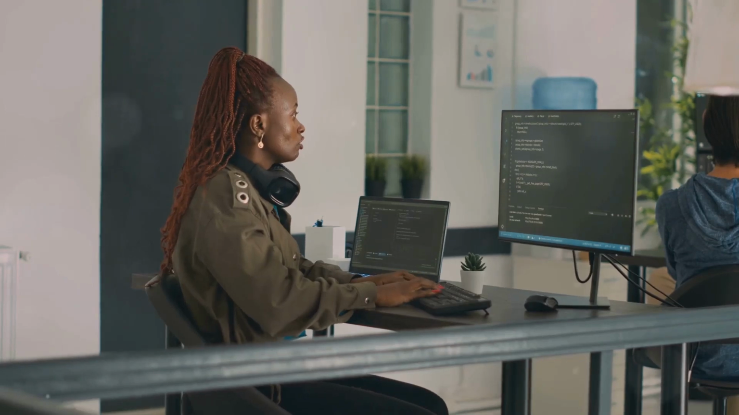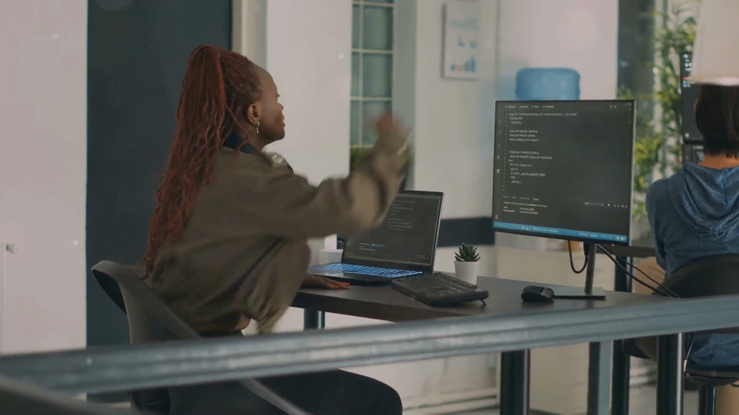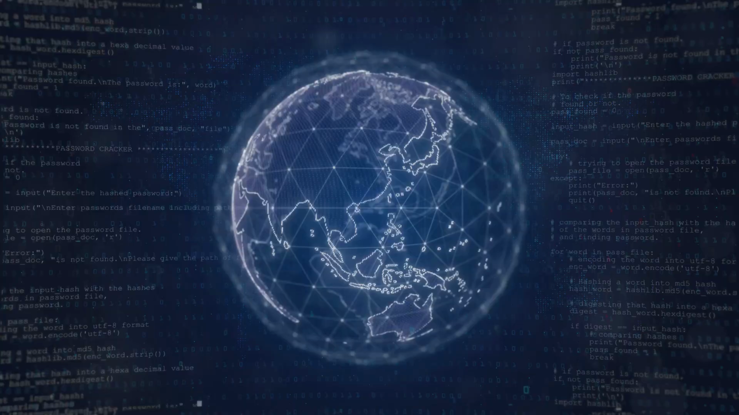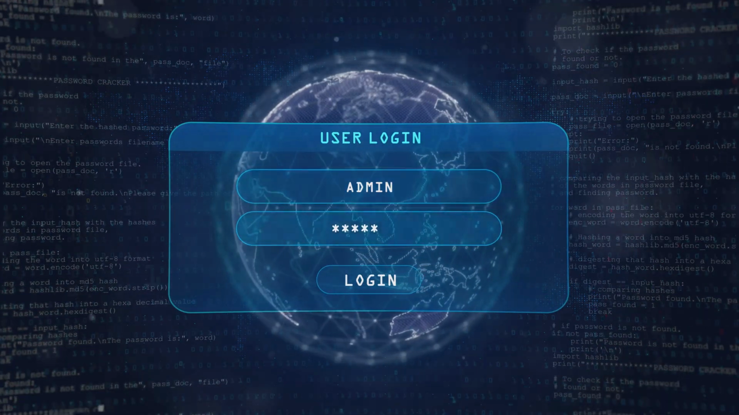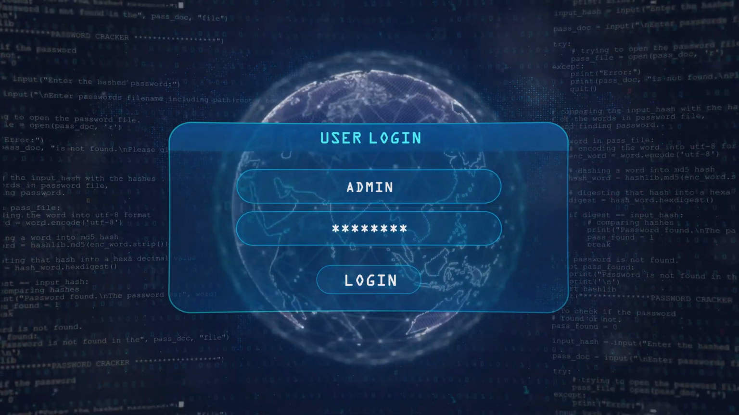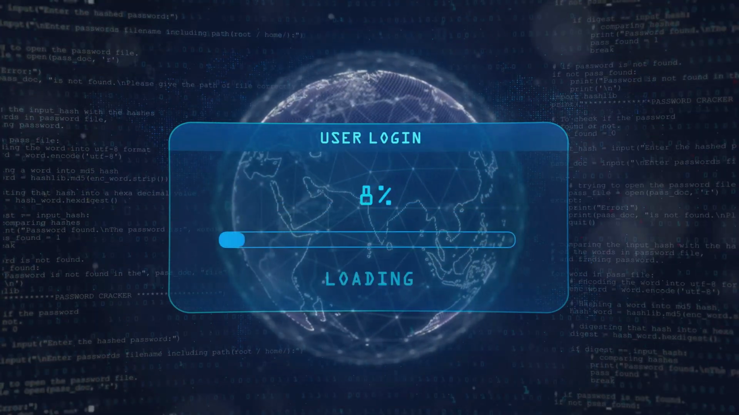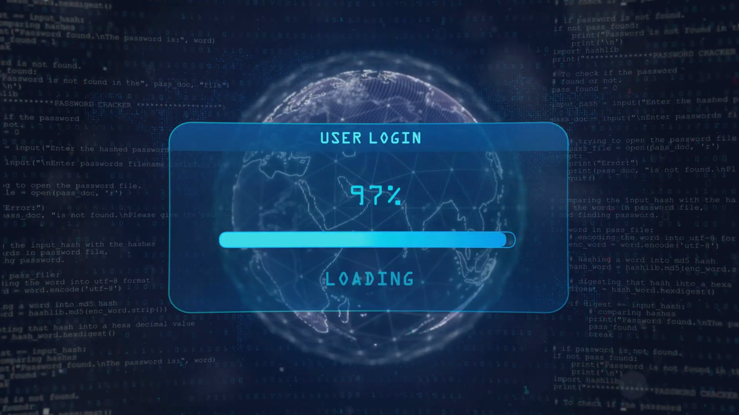Investing in advanced technologies like artificial intelligence is crucial, but it's not enough. Institutions must also prioritize employee training, foster a culture of security awareness, and establish robust incident response plans.